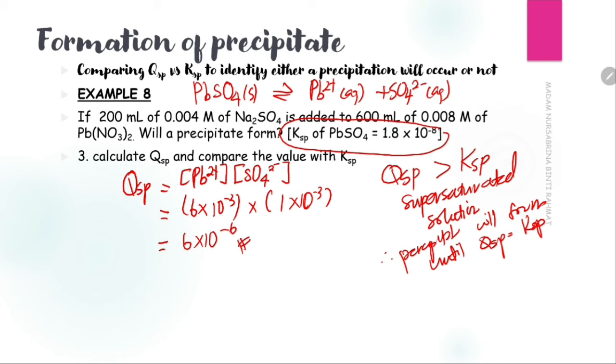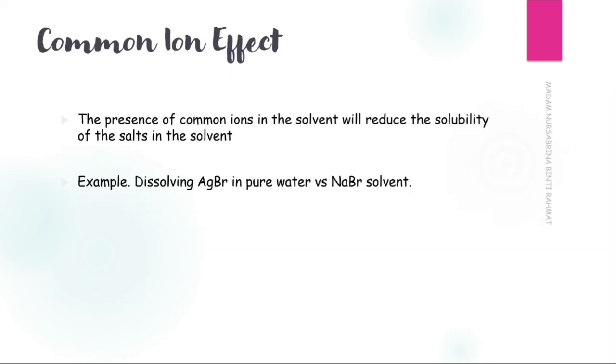Okay, let's move on to the next example, which is after we learn about the common ion effect. Common ion has been introduced to you in your buffer solution. In this one, if we are having common ions between our solvent and the salts that we're going to dissolve, it will reduce the solubility.